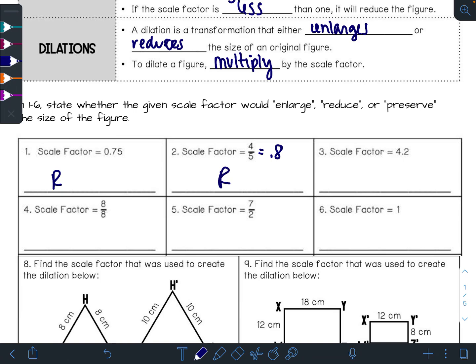4.2 is greater than 1. So I know that that is going to be an enlargement. 8/8 equals 1. So I know that that is going to preserve the shape or keep it the same. So it's not going to get bigger or smaller. 7/2, if I type that into my calculator, I get 3.5. That's greater than 1, making it an enlargement. And if my scale factor is 1, again, it preserves it.